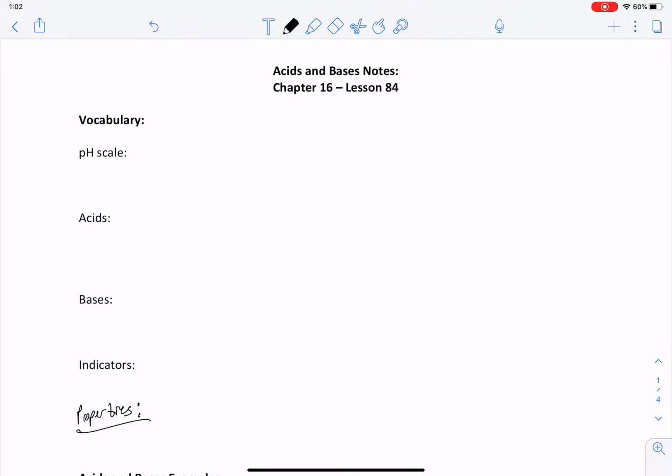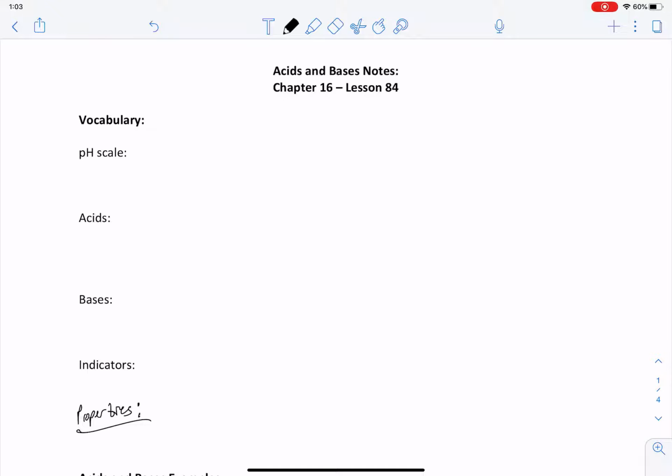Hello, and welcome to our Chapter 16 introduction to acids and bases. In this video, we're just going to take a brief look at our terms, acids and bases, what they're referring to, and indicators that can determine whether solutions we make are acids or bases. Okay, so we're just going to jump right into it.